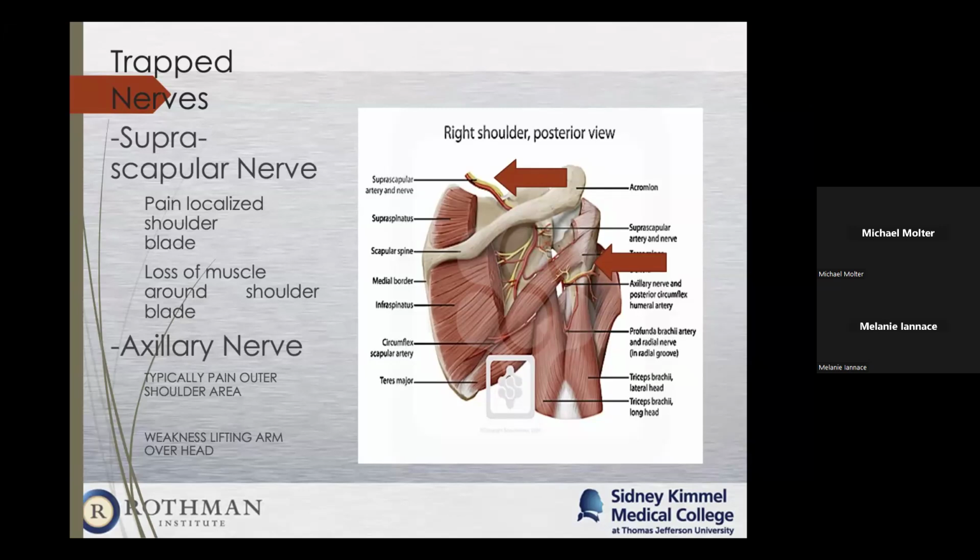So these are the two specific ones. There are other nerves that can get trapped and cause some shoulder syndromes here and there, but really when we're talking about an orthopedic standpoint, we kind of focus on this area itself.